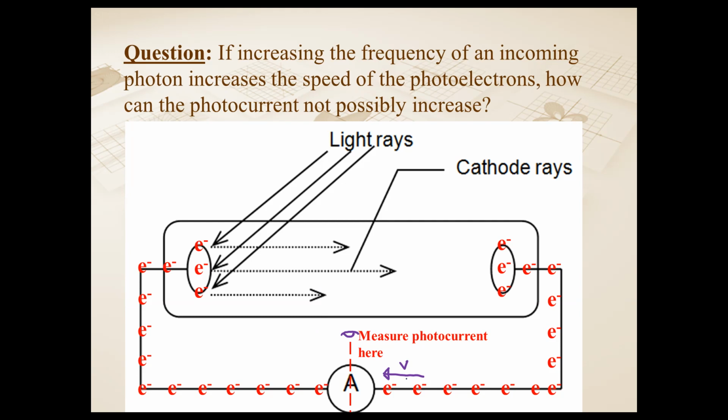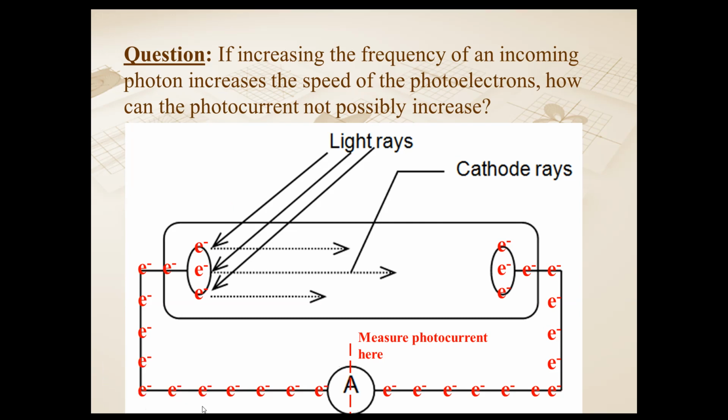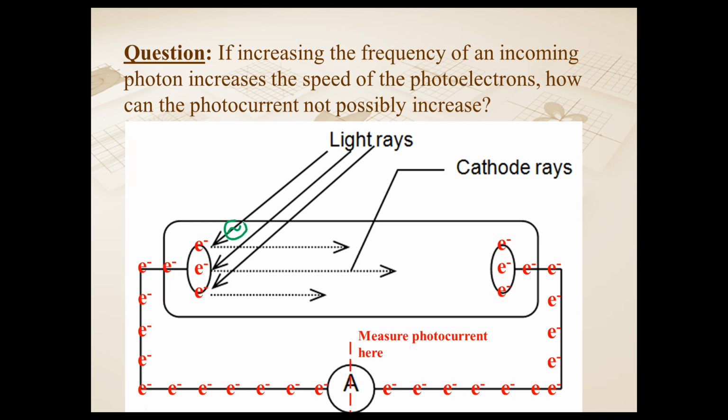If they're moving faster, how could I not be counting more passing through in 1 second? Okay, again, it seems very, very counterintuitive. Well, here's why. Let's say that you shone a single photon of light, and I'm gonna pick green in color. I'll pick a lower frequency photon. So I shine just a single photon of light at this end of the cathode ray tube.